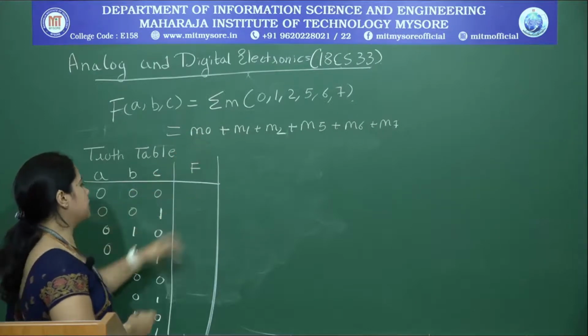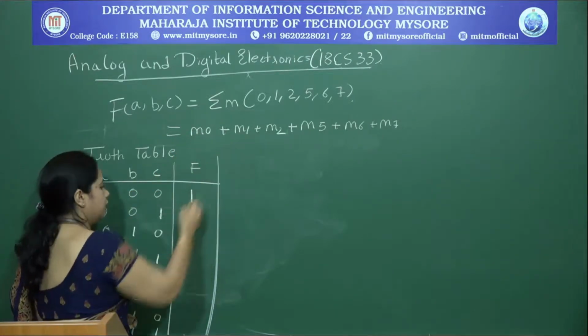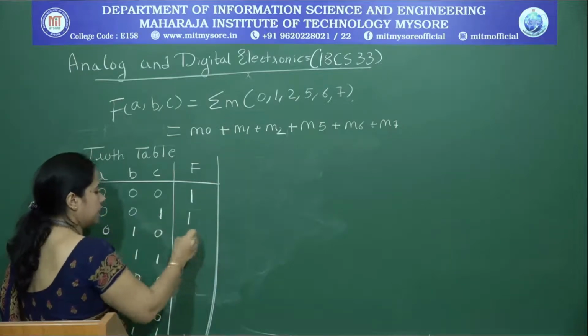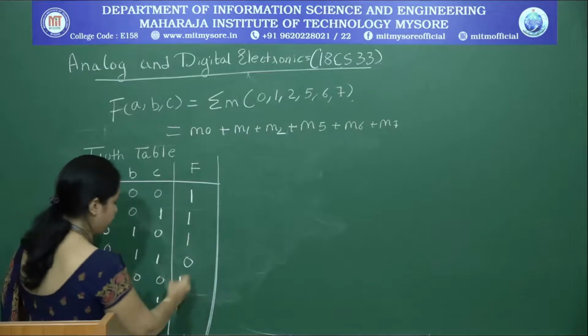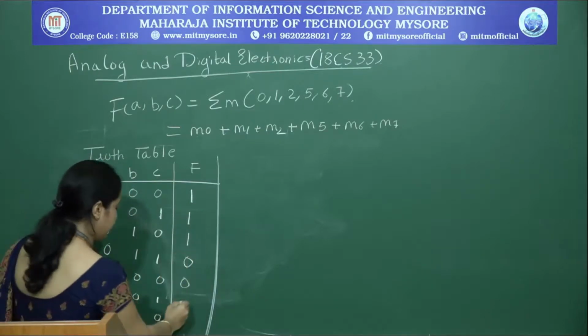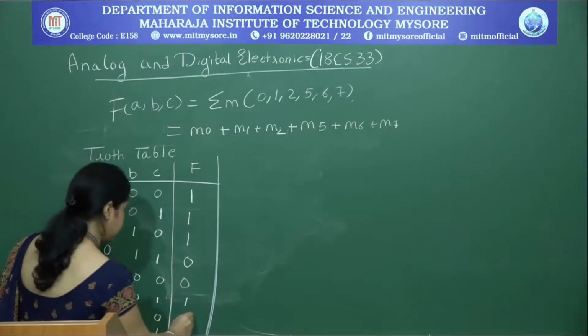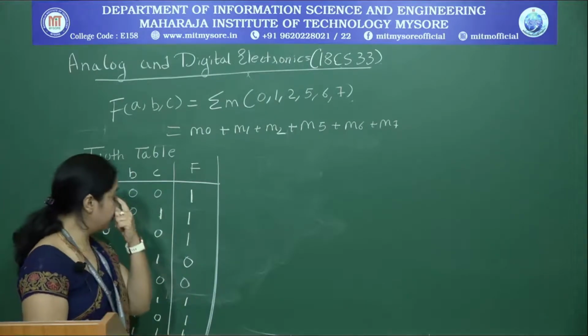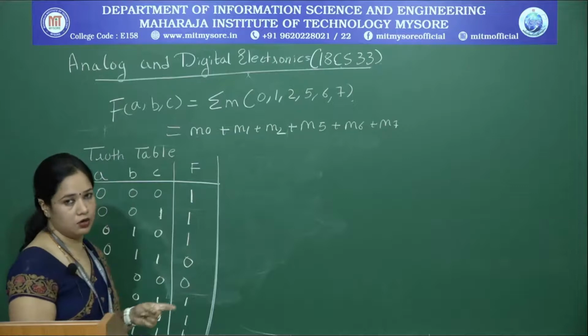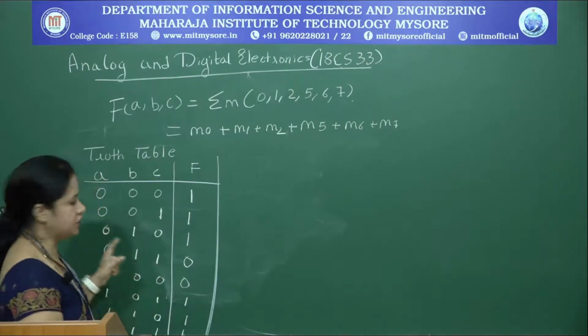If you can see, M0 is present, I will put a 1, M1 is present, 1, M2 is present, 1, M3 is not there, we will put a 0, M4 is not there, put a 0, M5 is there, put a 1, M6 is there, put a 1, and M7. At this point we can comfortably convert it into a Boolean expression containing literals.